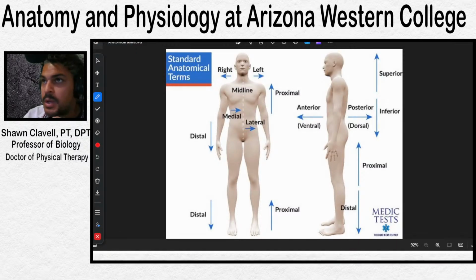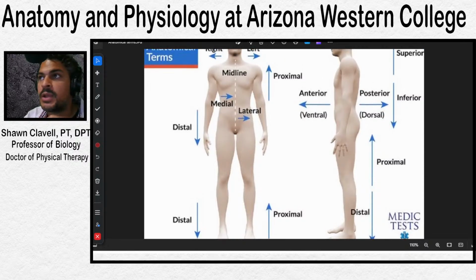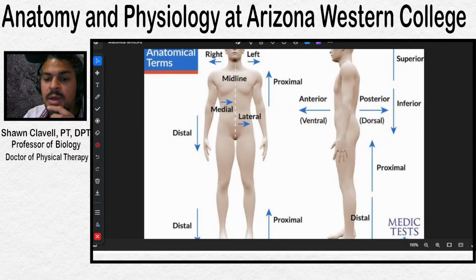And so what I was mentioning here is that there's a couple of terms, let me zoom in just a sec here, that relate specifically to the upper and lower extremities. And that is the terms here, proximal and distal. Distal here is moving away from the trunk of the body. So as you move down the arm towards the hand and fingers, that would be referred to as distal.